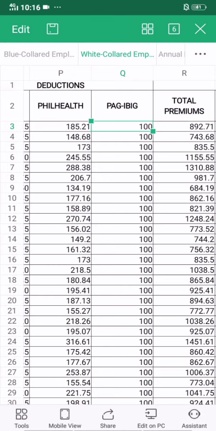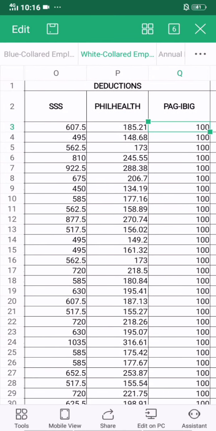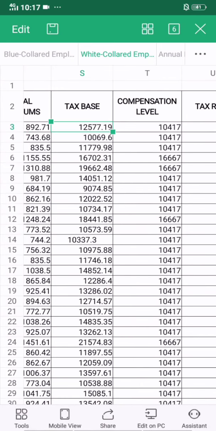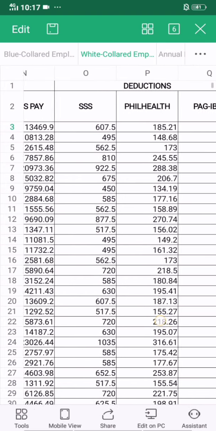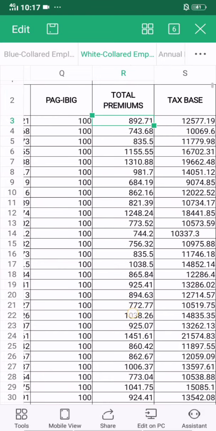Since pag-ibig is already given, we can get the total premiums. We will add the SSS, PhilHealth, and pag-ibig to get our total premiums. To get our tax base, we will get the gross pay minus our total premiums to get our tax base.